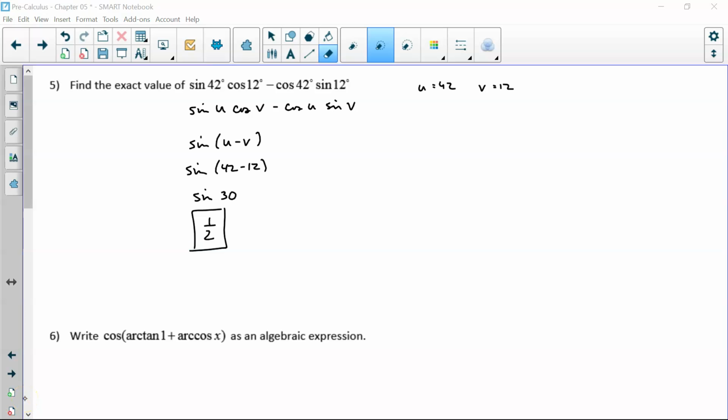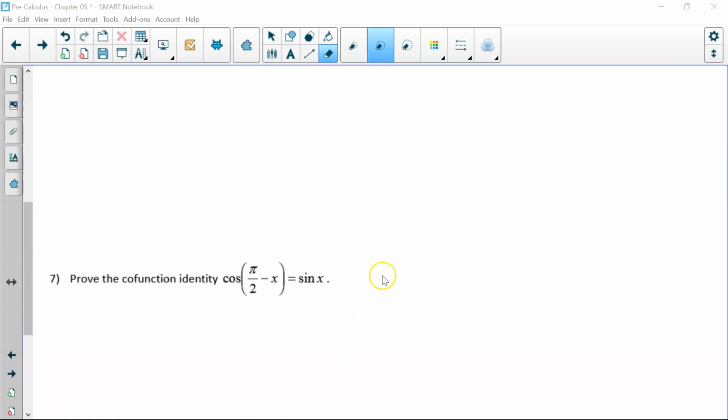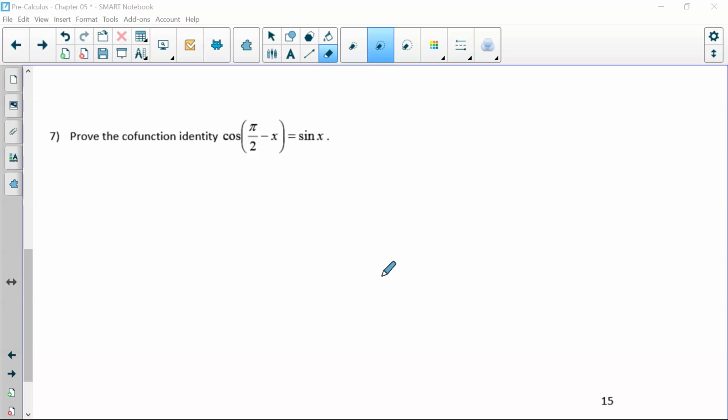Now we're going to skip problem number 6, and let's go to problem number 7. We're going to prove the cofunction identity, that the cosine of pi over 2 minus x is equal to the sine of x. We had that earlier on. Now we're going to prove it. So we have the cosine of u minus v, that's the cosine of u, cosine of v, plus the sine of u times the sine of v.